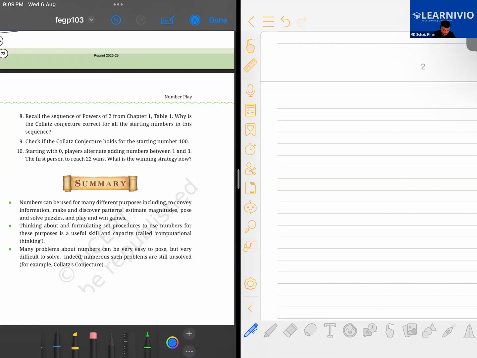Okay. So recall the sequence of powers of 2 from chapter 1. Haven't we learned about powers of 2? You guys remember it? Powers of 2, powers of 3, like 1 to the power 2, 2 to the power 2, 3 to the power 2, 4 to the power 2. That is equal to 1 multiplied by 1, 2 times 2, 3 times 3, and 4 times 4. So that was giving us 1, 4, 9, 16, like that. So a table must be given there. You may find it on the second or third page. The first table should be on the third page, I believe.